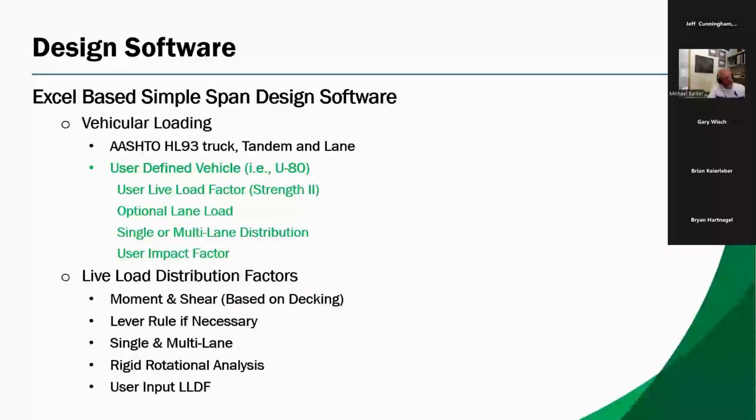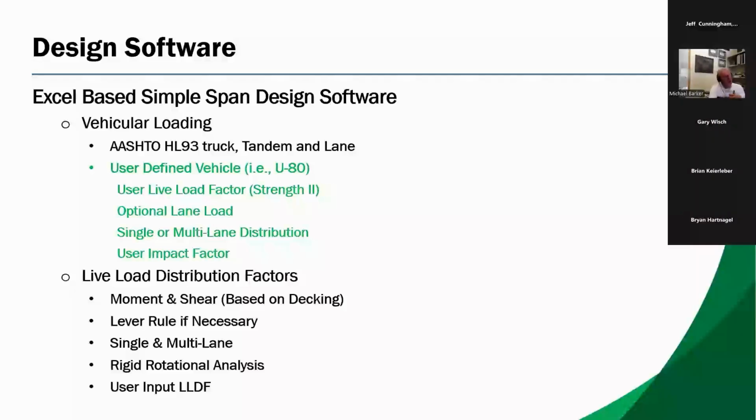Couple more things, vehicle loading. Of course, it's going to do the AASHTO HL93 truck, tandem, and lane. But here's one big powerful thing. It'll also do user-defined vehicles. A lot of states have their own state vehicle that every bridge has to be designed to. That even goes into the counties. And we don't have a good way of doing that with some easy software.